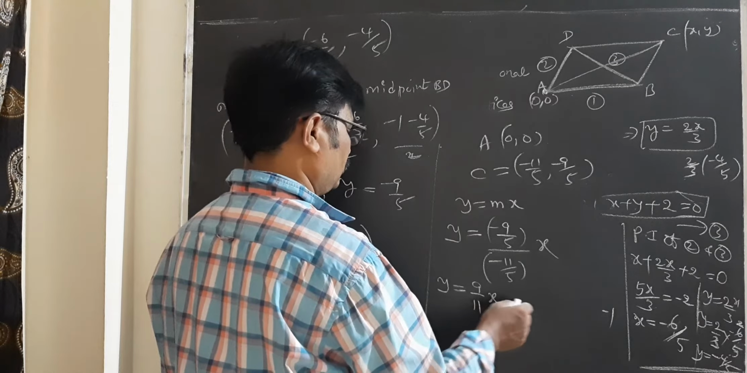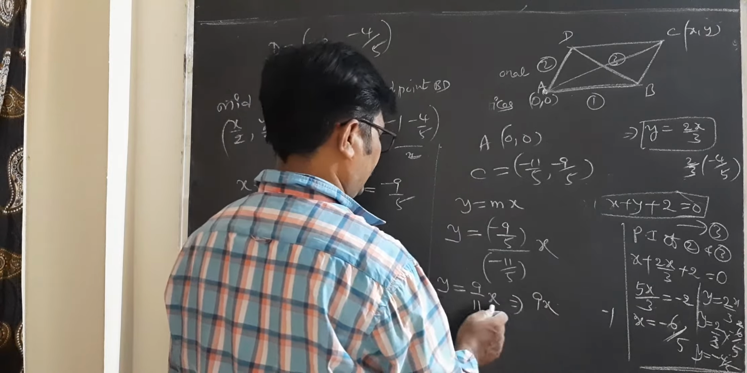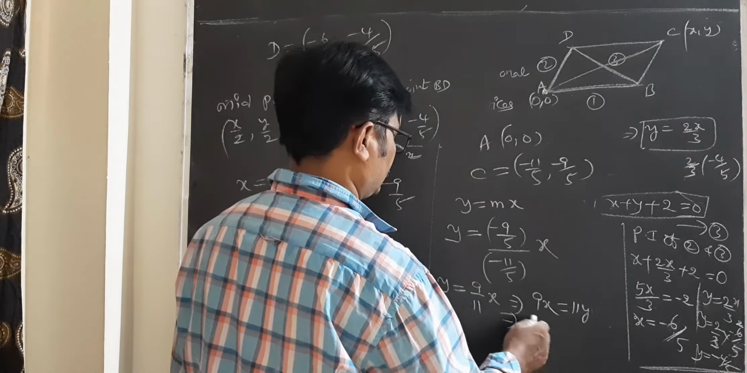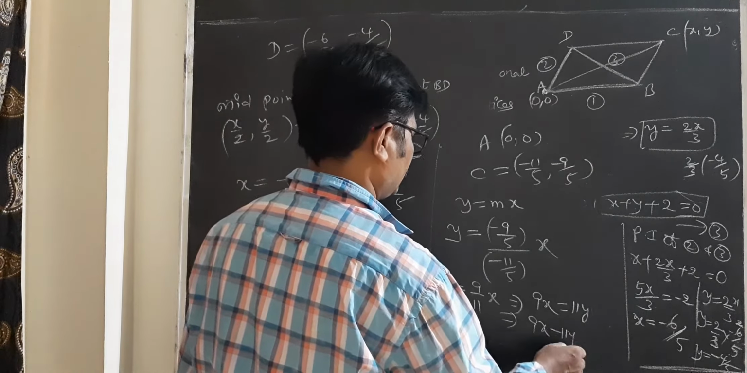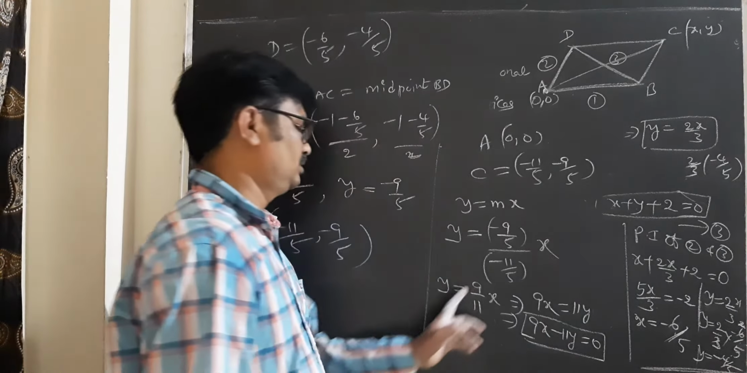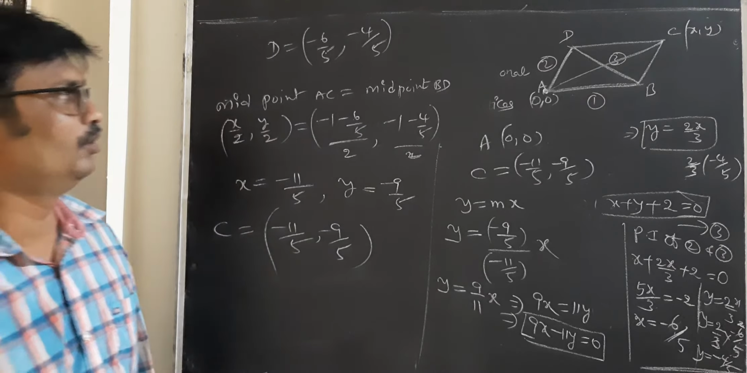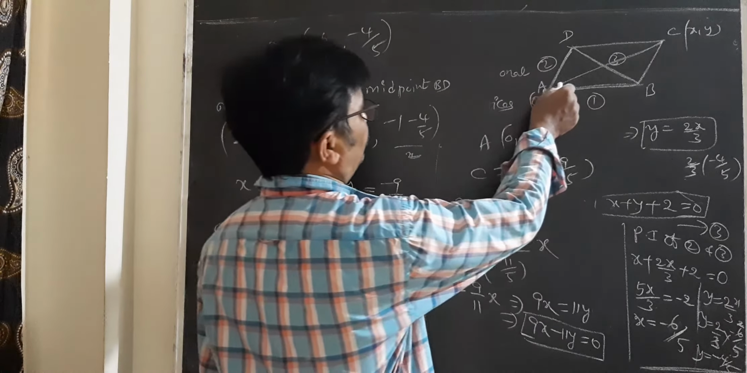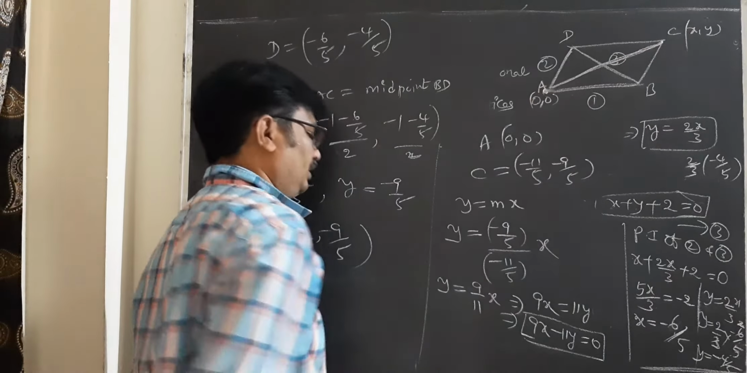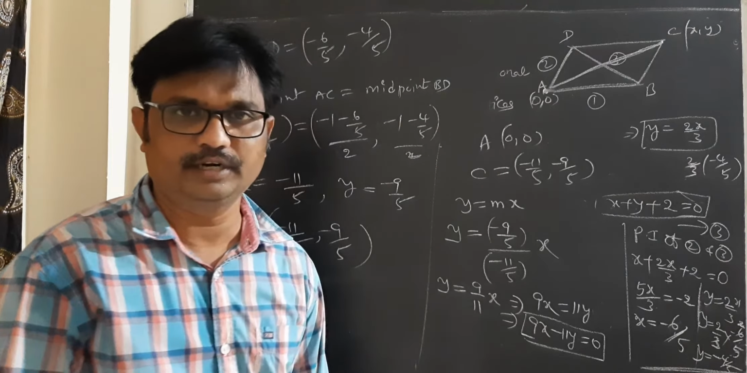This we can write as 9x equals 11y. So students, this can be written as 9x minus 11y equals 0. This is the equation of the diagonal which is passing through the origin. Write down students.